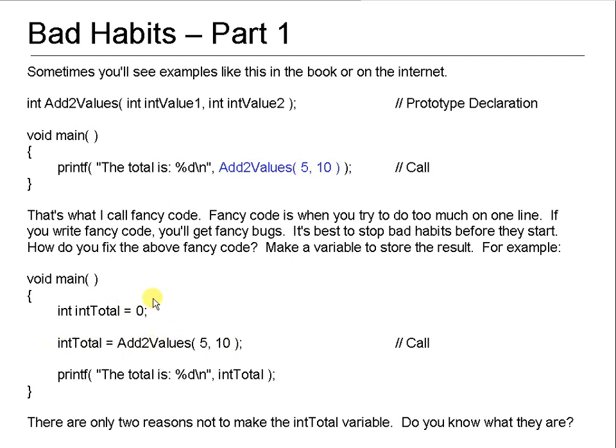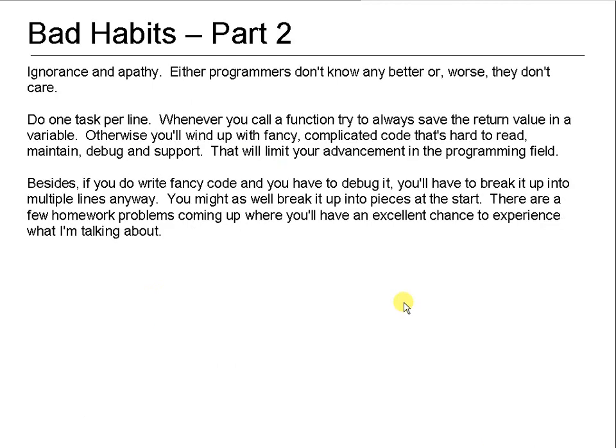So I would make another variable and assign it. Now there are only two reasons not to make the variable int total. Can you guess what they are? Any ideas? Think about two reasons to use this first method instead of the second one. The two reasons are ignorance and apathy. Either programmers don't know any better, or worse, they don't care. Well, now you know better. So you can only claim apathy.